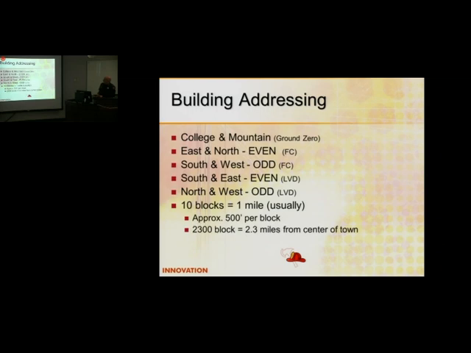Ten blocks equal one mile, usually. I'll cover in a second where there's an anomaly. But ten blocks equal one mile. Each block is approximately 500 feet. So by that, if you're in the 2300 block, say of South College, you know that you will be 2.3 miles away from College and Mountain. And that goes the same in any direction that you go.